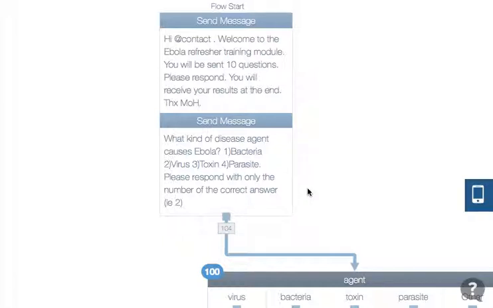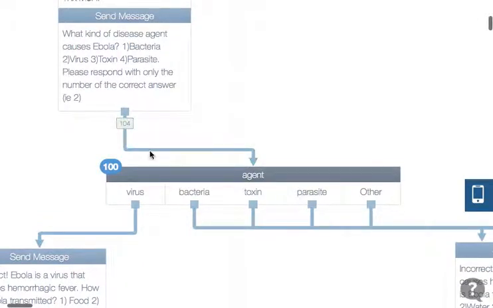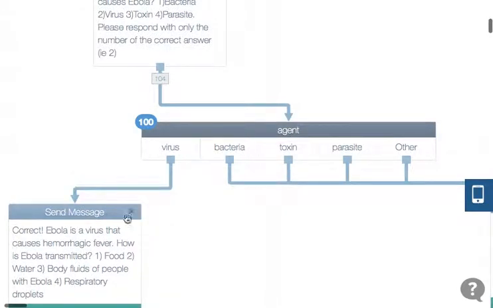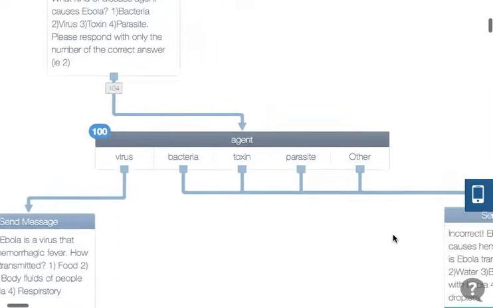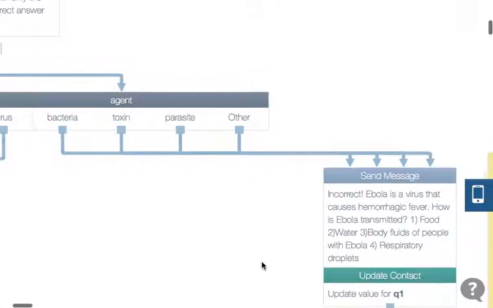The first question is, what kind of disease agent causes Ebola? A bacteria, virus, toxin, parasite? And they would respond 1, 2, 3, or 4. Here we see what happens based on the responses. If they said virus, it's a correct answer and it responds so. If they respond with another answer, bacteria, toxin, parasite, or some other message, then you get a message that this was an incorrect answer, and they give the correct answer.